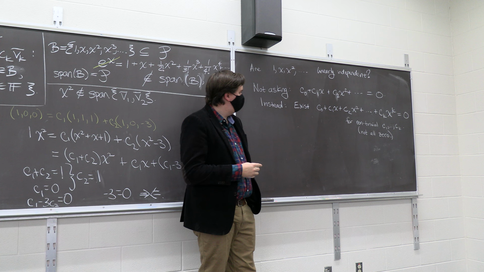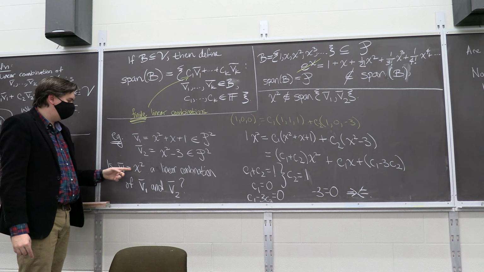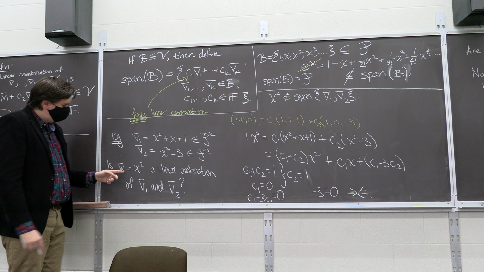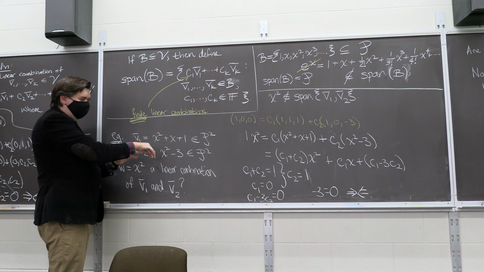That's what we're asking. If we go back to this example right here, are these three vectors linearly independent? Well, you can't build the x squared out of these other two. That's what we saw. But you still might wonder, is V2 secretly a multiple of V1? And you can check that's not the case.